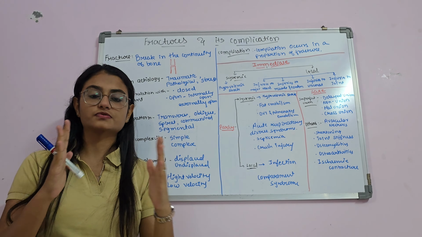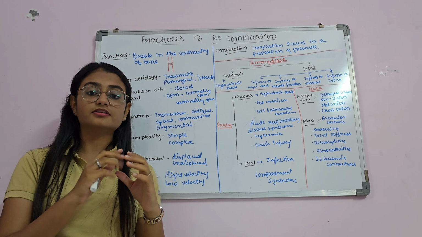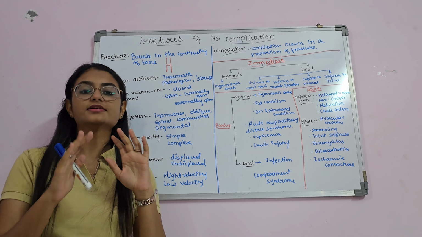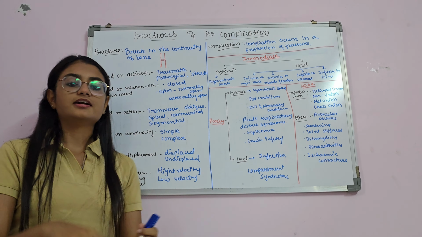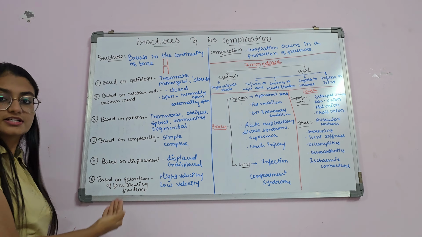Now first of all, what is a fracture? A fracture means a break in the continuity of the bone. If the break comes in the continuity of the bone, that is a fracture. Now fractures are classified into 6 different types.